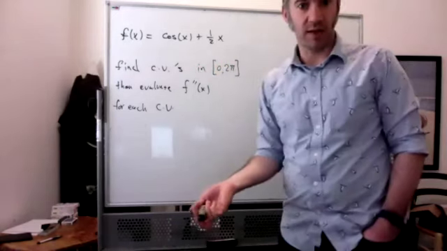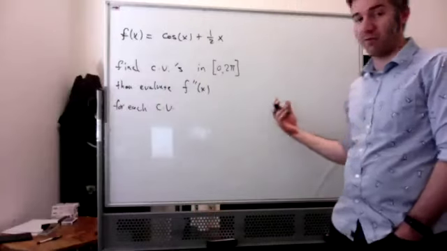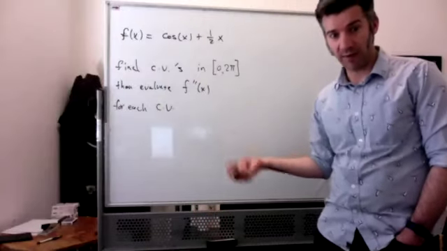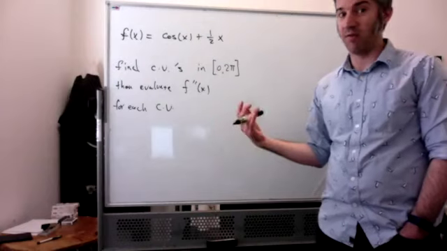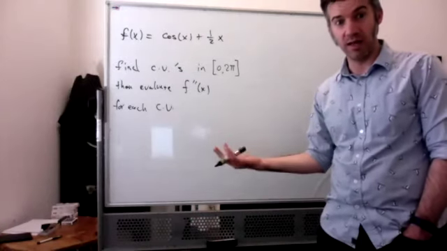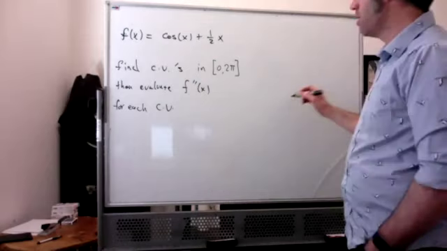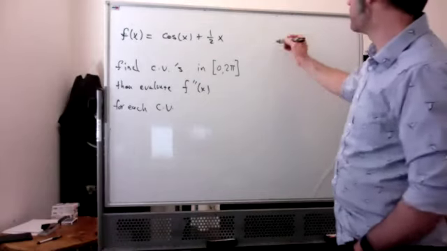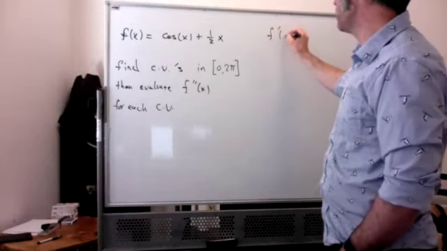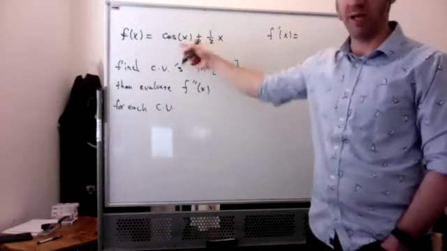And then evaluate the second derivative. Another way you could phrase this question is find the critical values and then determine if you have a relative max or a relative min using the second derivative test, because that's essentially what we're doing here. So let's find the critical values. So my first derivative is, let's see, derivative of cosine is negative sine.